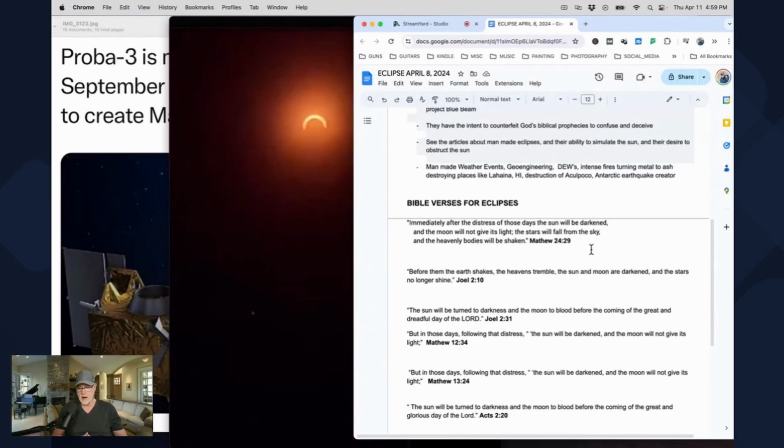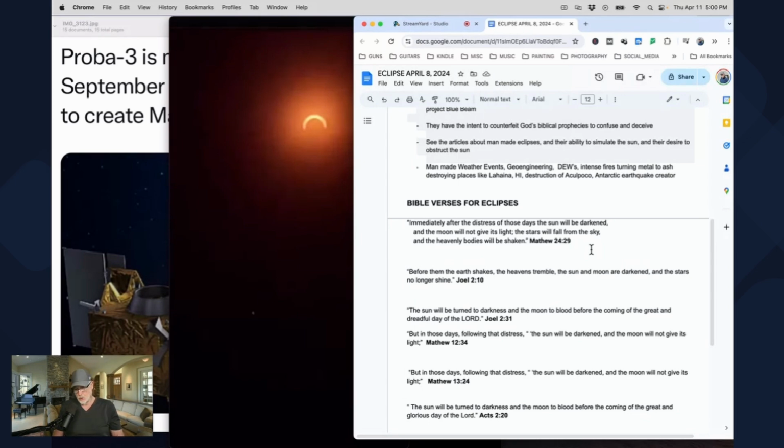Matthew 24:29, immediately after the distress of those days, the sun will be darkened and the moon will not give its light. The stars will fall from the sky and heavenly bodies will be shaken. Now, I didn't see that happening here. I saw a very, very bright sunlight going on with something pushed in front of the sunlight to block some of the sun rays. But I didn't see the sun being darkened.